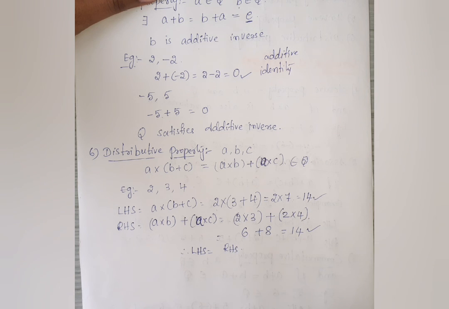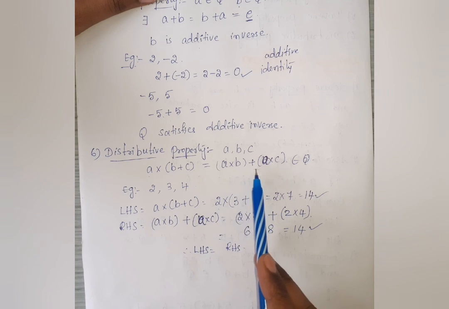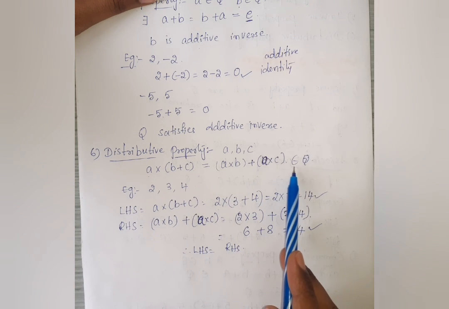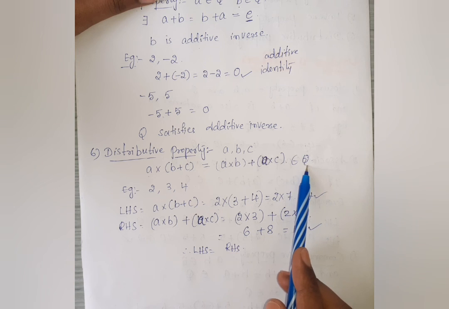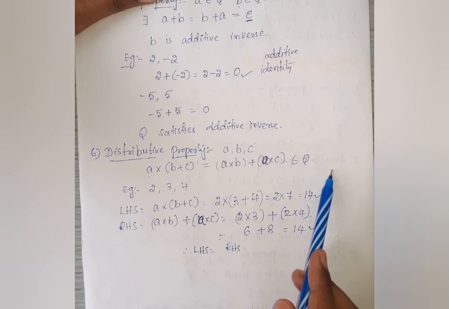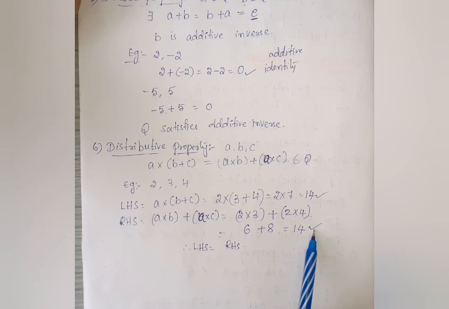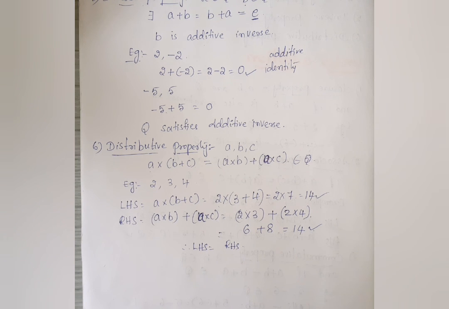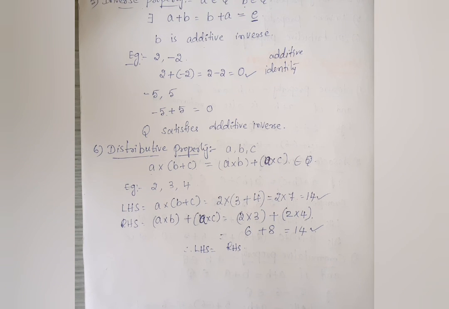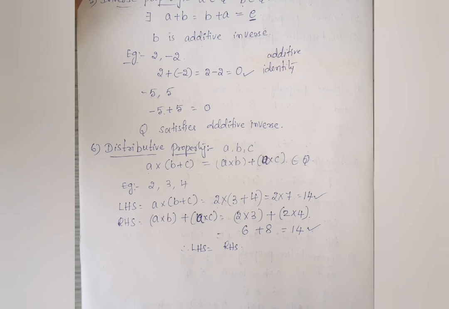So this distributive property says that a into b plus c is equal to a into b plus a into c, which also belongs to rational numbers, and the solution also remains the same. So now we say that rational numbers are distributive under addition. So these are the 6 properties under addition.